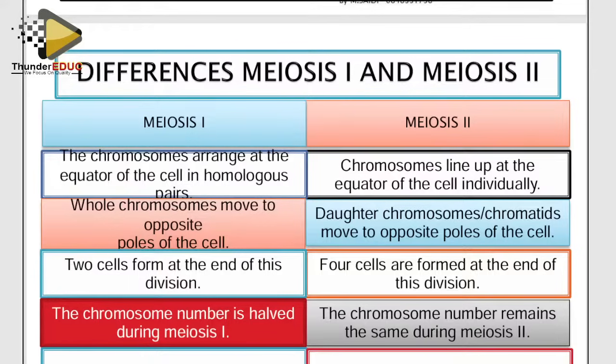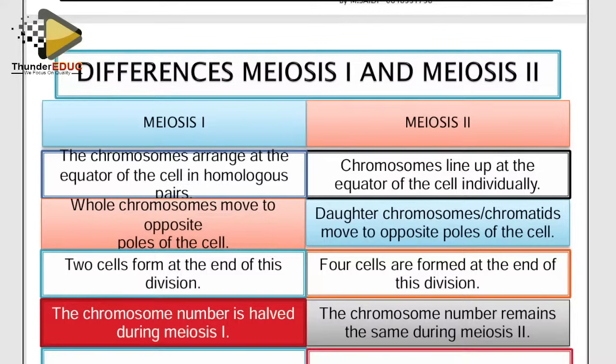When they ask you the difference between meiosis 1 and meiosis 2, you don't need to suffer. Just go phase by phase, then you tell us. In prophase 1, we have crossing over. In prophase 2, we have no crossing over. In metaphase 1, homologous chromosomes align along the equator. In meiosis 2, individual chromosomes align along the equator.